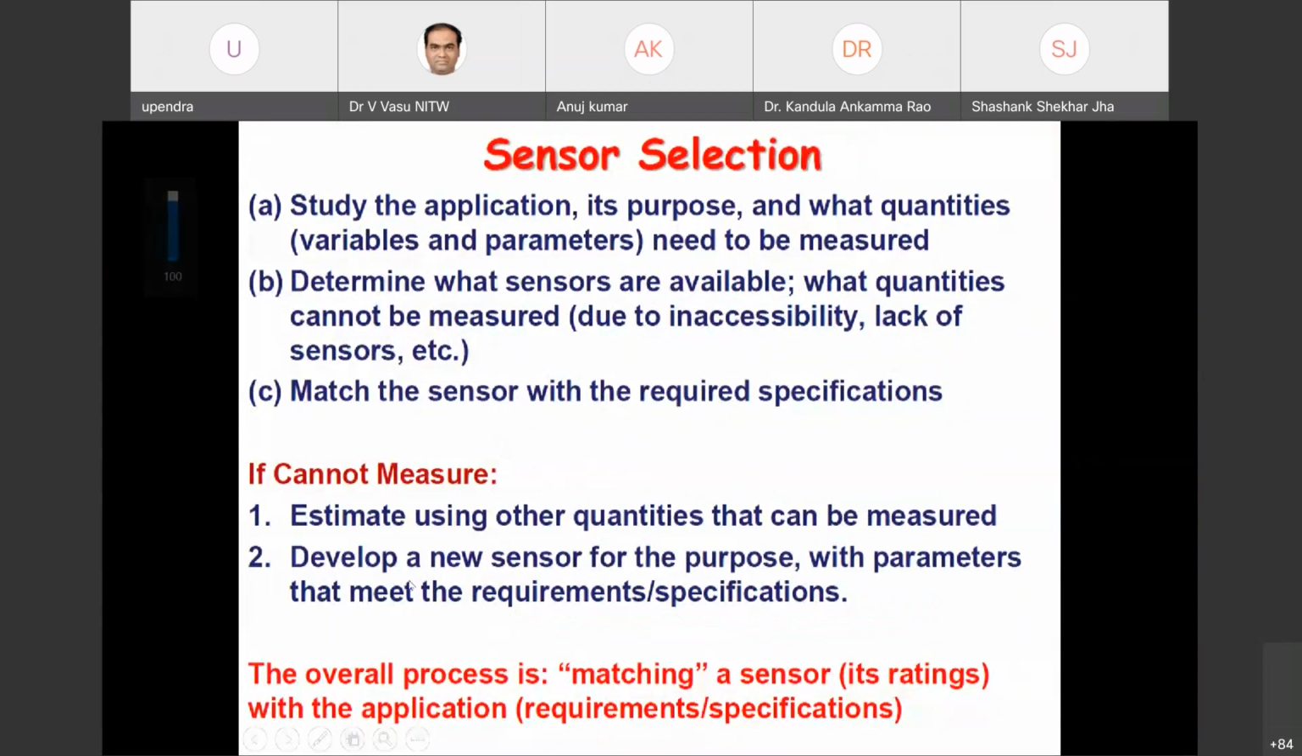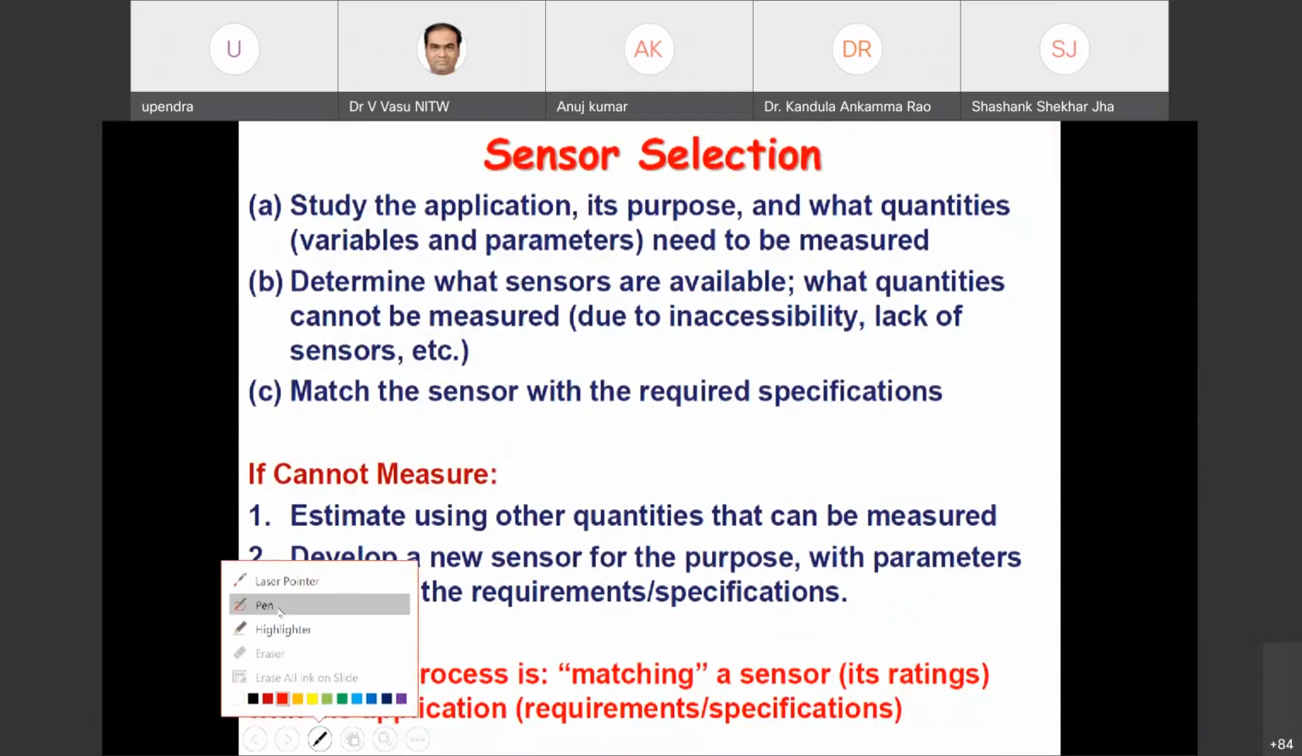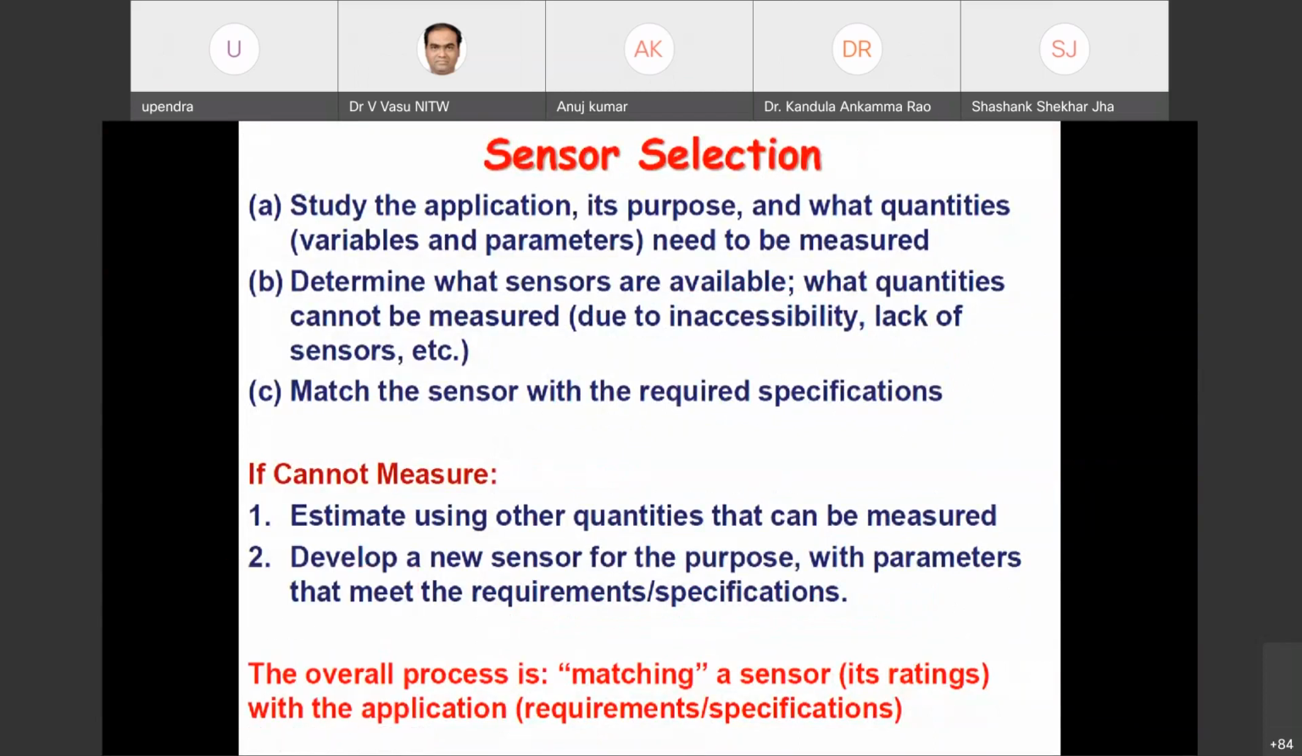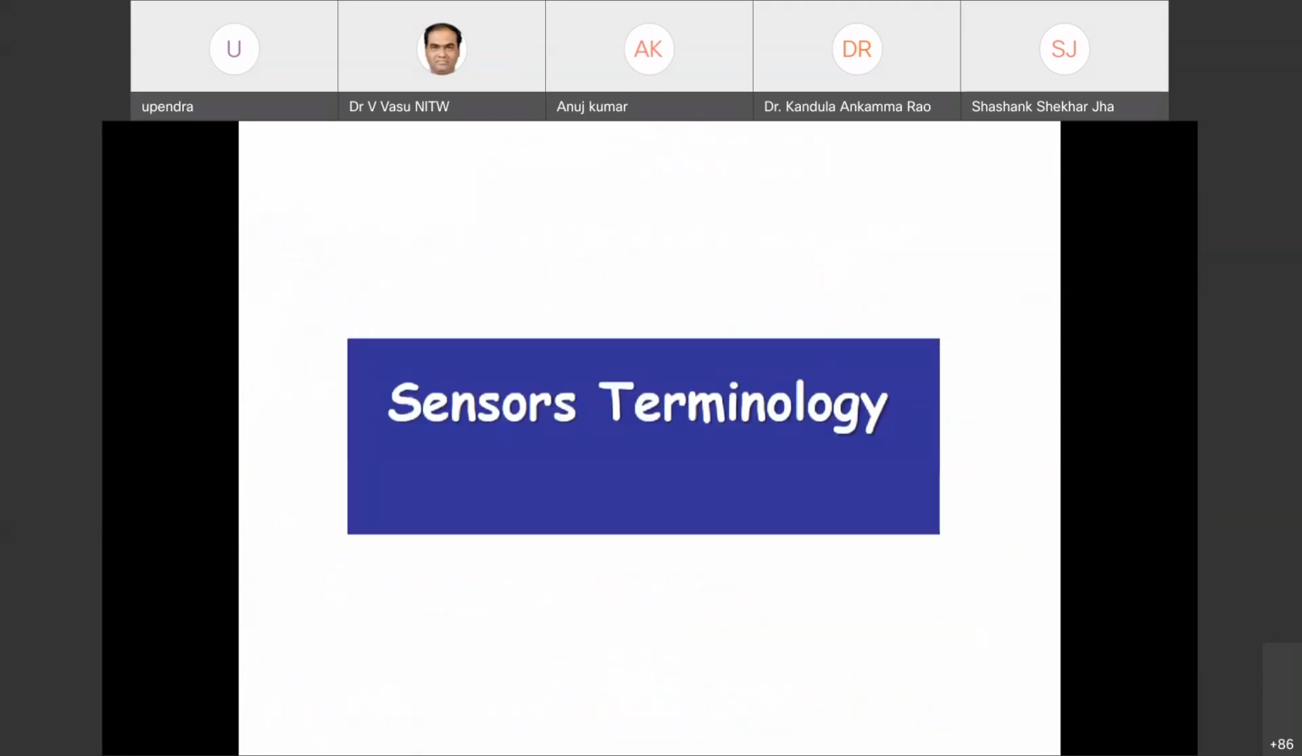So the overall thing is that sensor selection is the matching of the sensor rating. The beep sound is still coming, but no problem, I cannot help that. So the overall process is matching the sensor to its application requirements.